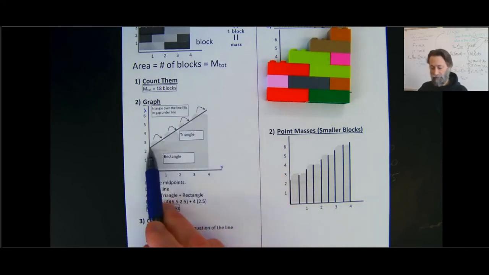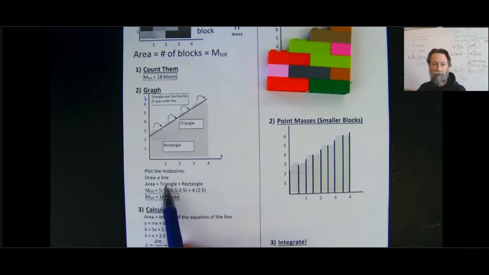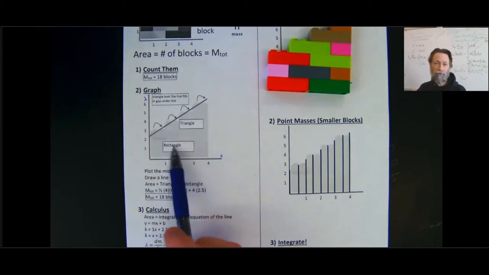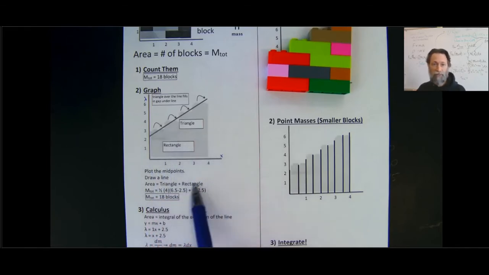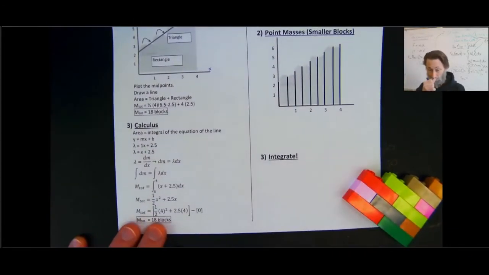What that does is create a triangle on the top and a rectangle on the bottom, and we can find the area of the underside of that. So your line density times your position gives you your total blocks. Lastly, we said a more accurate way of doing that is calculus. Remember, the area on a graph is an integral.